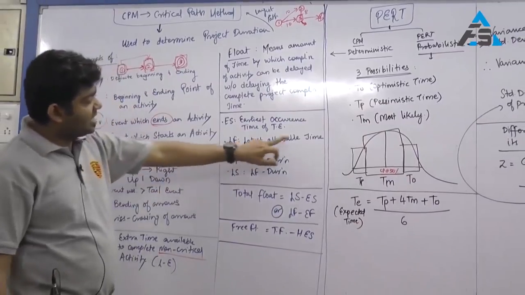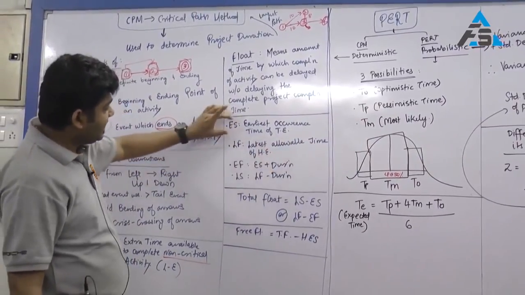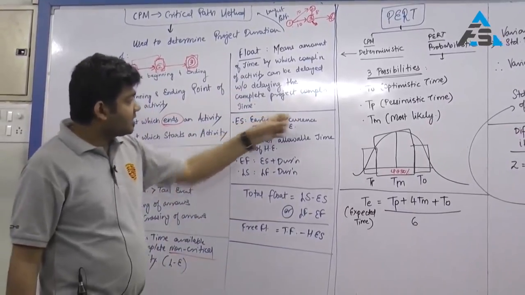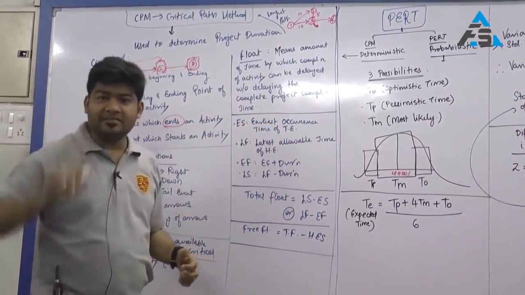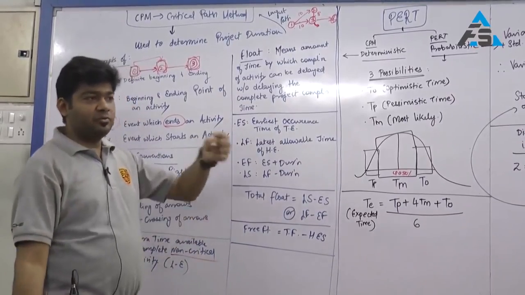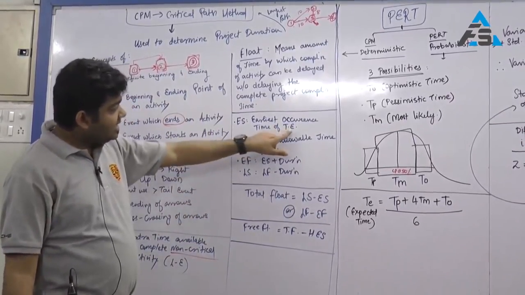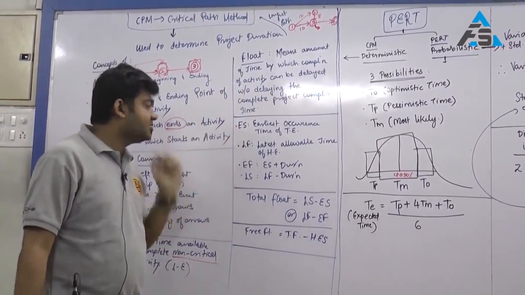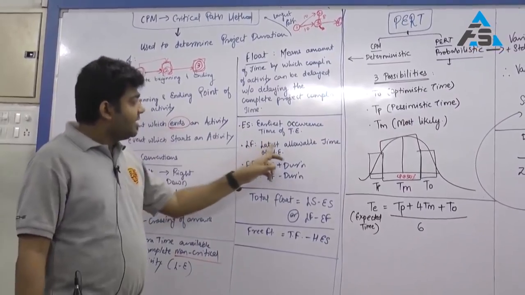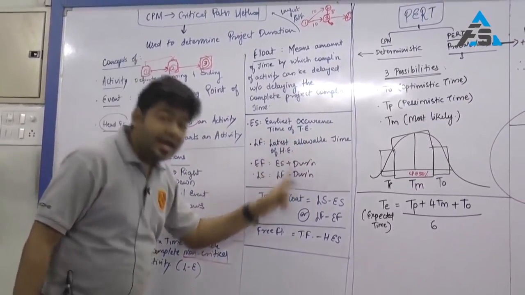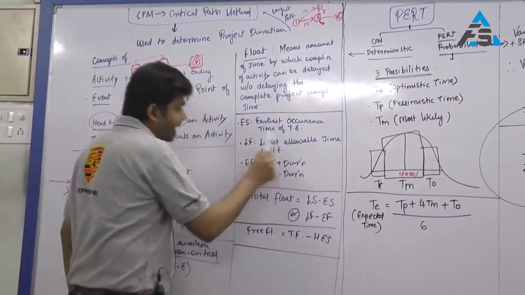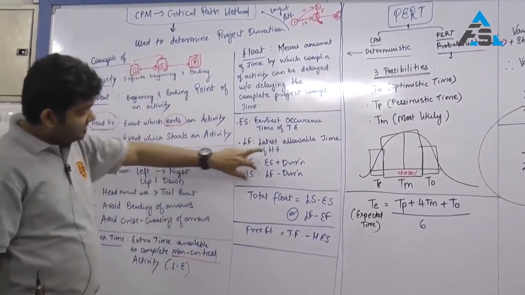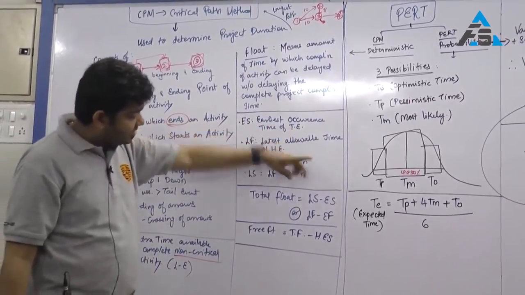Next, LF, latest allowable time of head event. So again, ES and LF you will easily get once you calculate your E and L. So ES is the earliest occurrence time of tail event. For every activity there will be a tail event. For every event you would have calculated E and L. So the tail event's E will become the earliest occurrence time of tail event, which is your ES. LF is the latest allowable time of head event. So here my head event's L will become my LF. EF is ES plus duration, LS is LF minus duration.